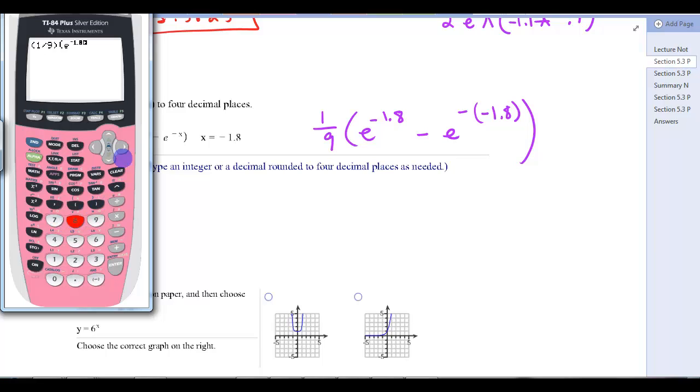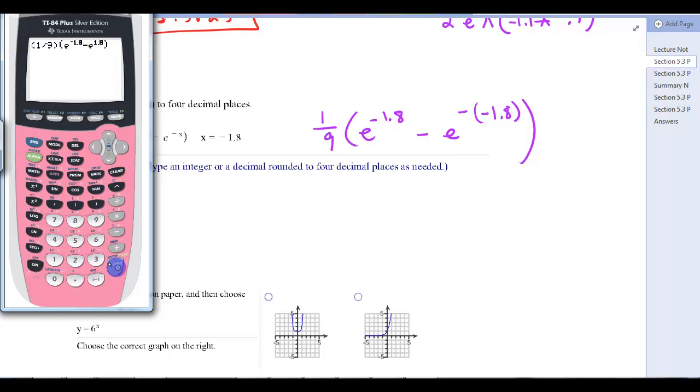And then I've got to tab over to get my subtraction. I need another second ln. Now I've got another e, and I've got a negative, well, I don't even have to put that negative. I'll just put a 1.8 because negative makes it. So let's just do this, and come down and close my parentheses. Let's see if I've got everything I need.